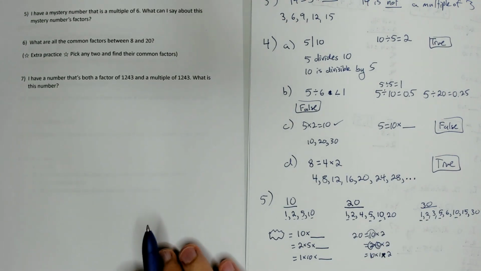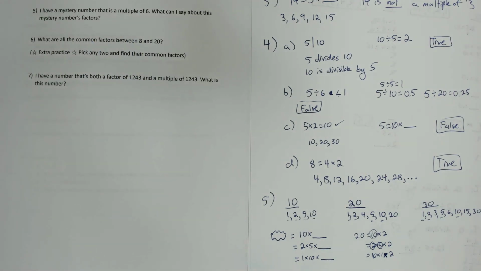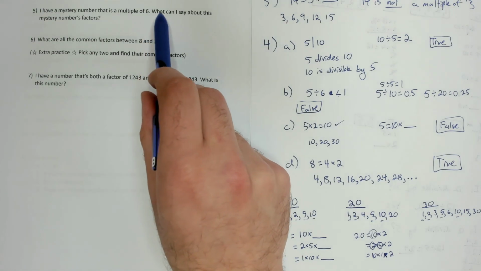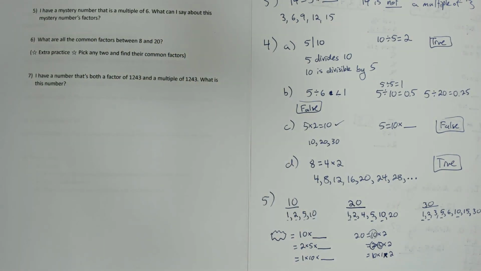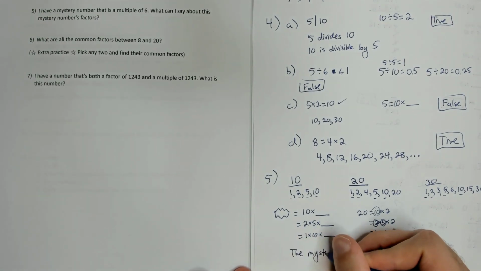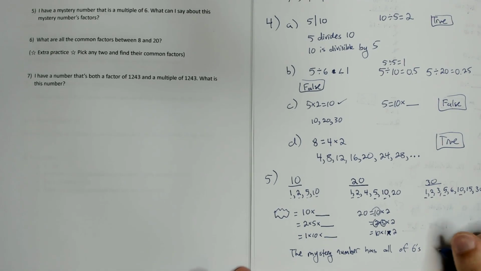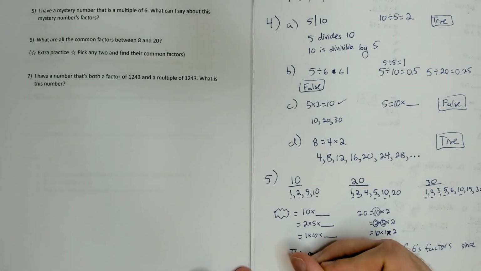All right, so the question says that the number is a multiple of 6. We don't know what it is. It could be 12, it could be 30, it could be 36, right? Those are all multiples of 6. But we know at the very least that it has all of 6's factors. So the mystery number has all of 6's factors since it's a multiple of 6.